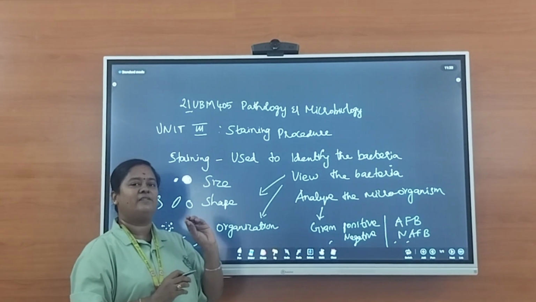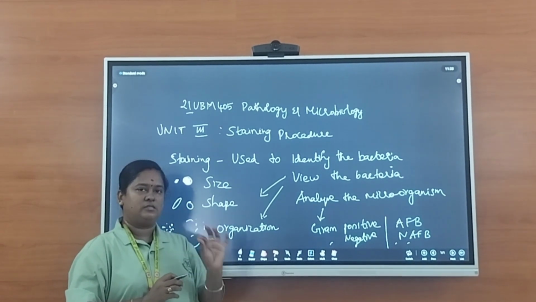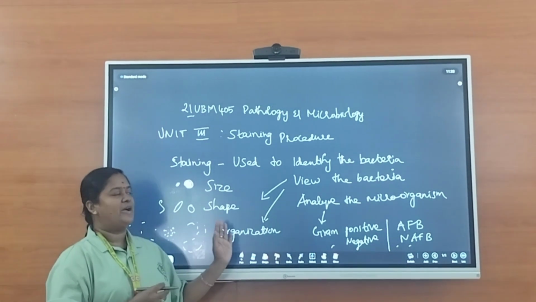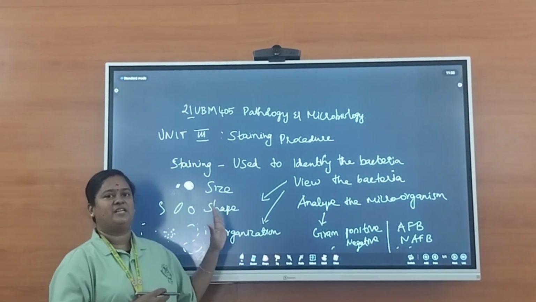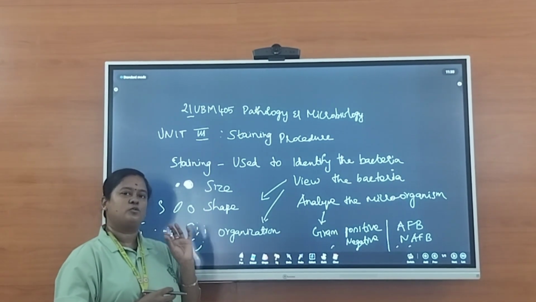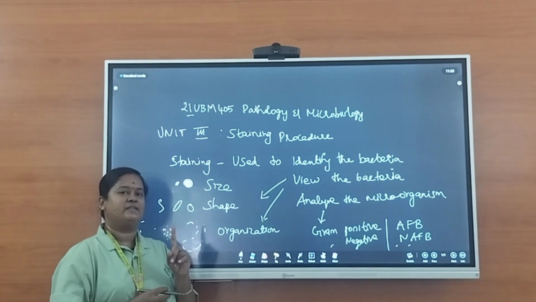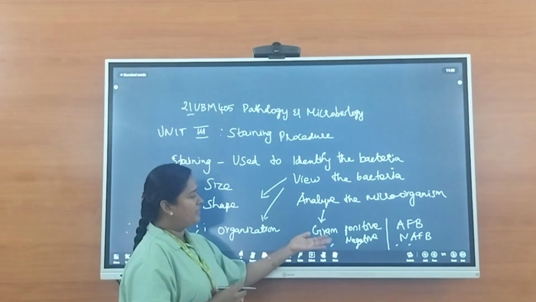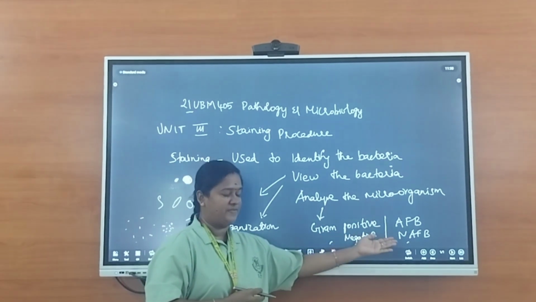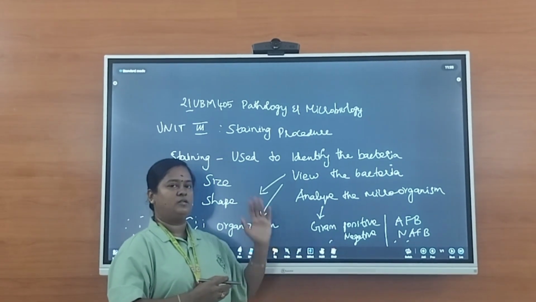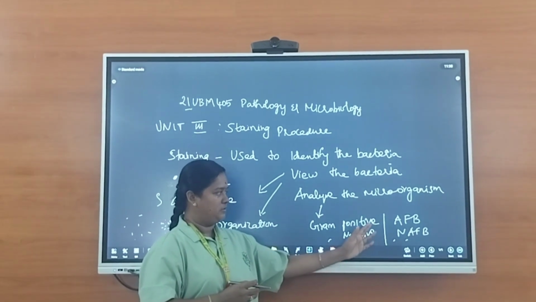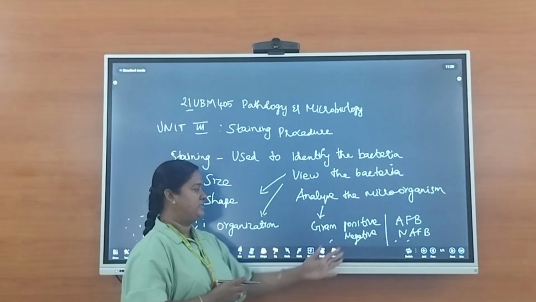With simple staining, we are able to see the size, shape, and organizational structure of the bacteria. Simple staining requires only one stain, only one dye is used, so it is called simple staining. If we go for gram staining or acid fast staining, it requires more than one stain. That's why it is not called simple staining. It is gram and acid fast staining.